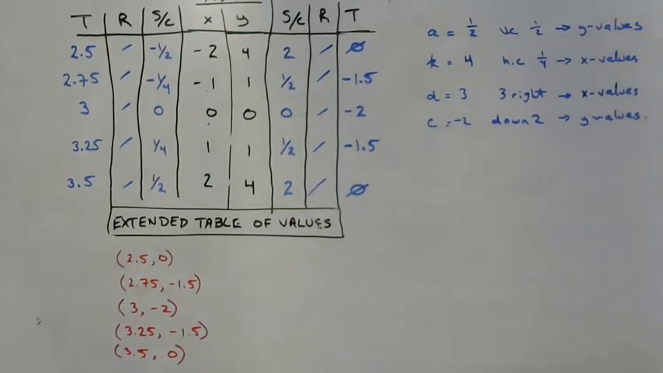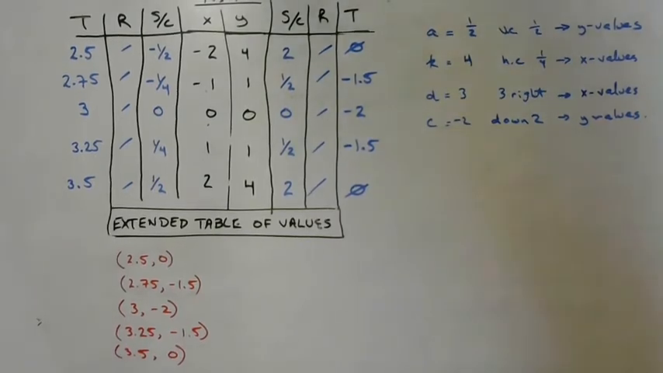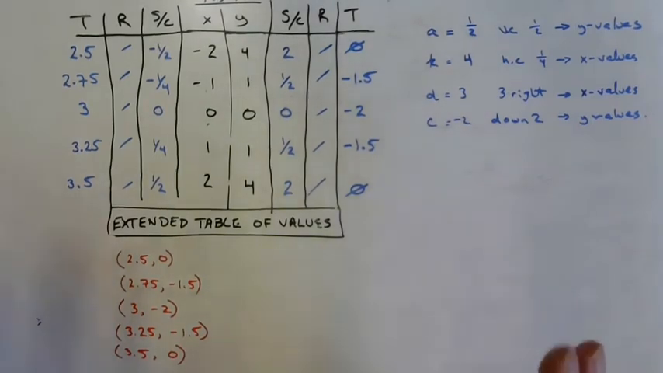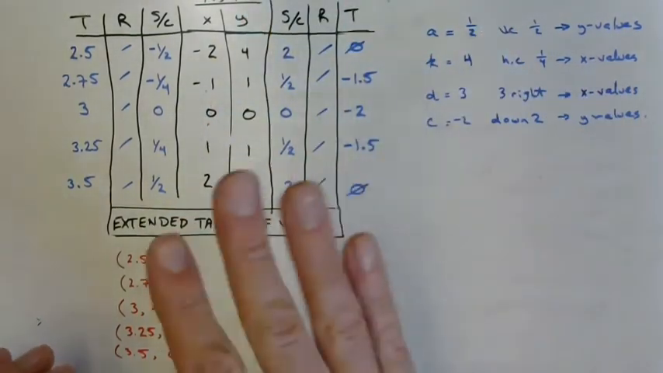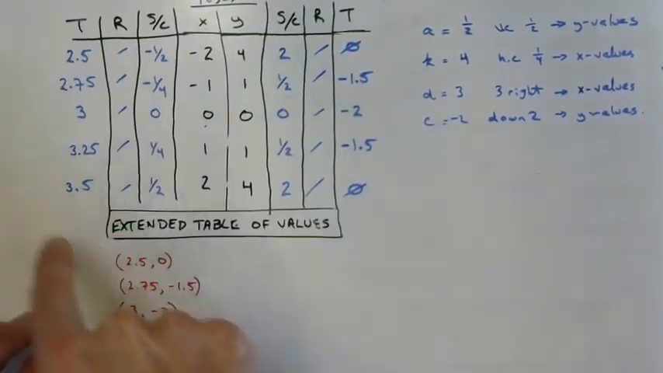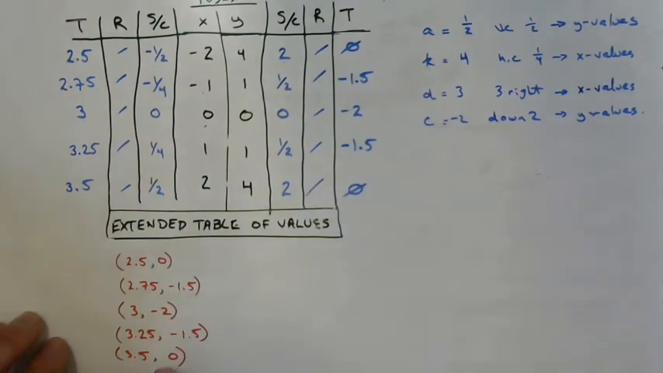So our drawings aren't perfect, but your new drawing should go through all of these points. So this is a second way to draw that new graph. You can do it by applying the transformations one by one and changing your graph as you go, or you can do this extended table of values, get your new points, and draw the parabola through there.